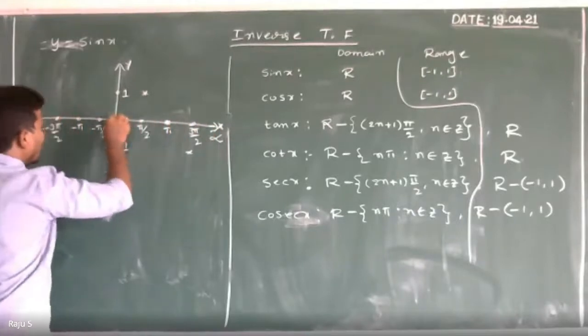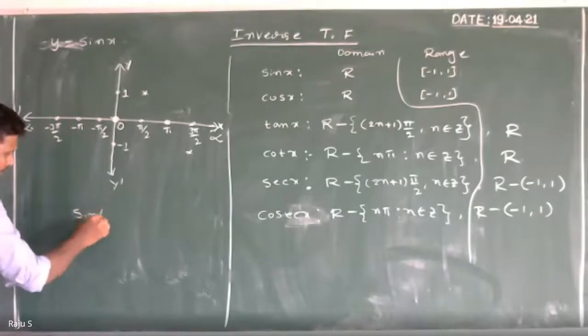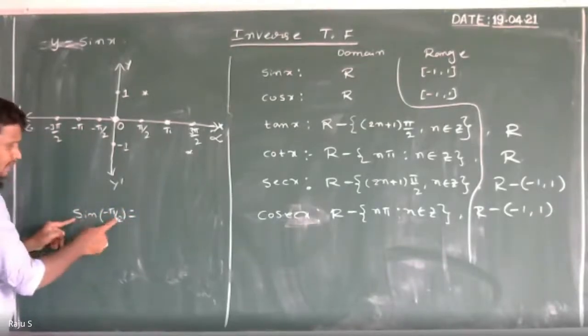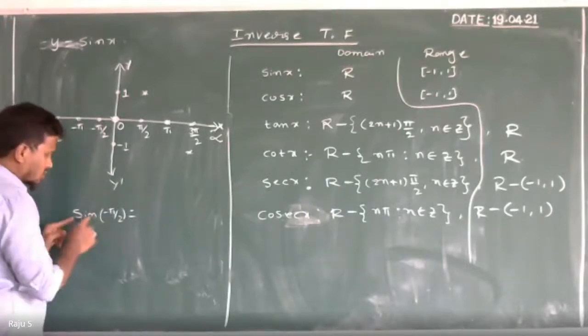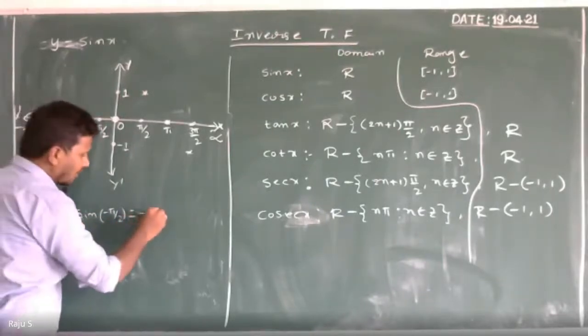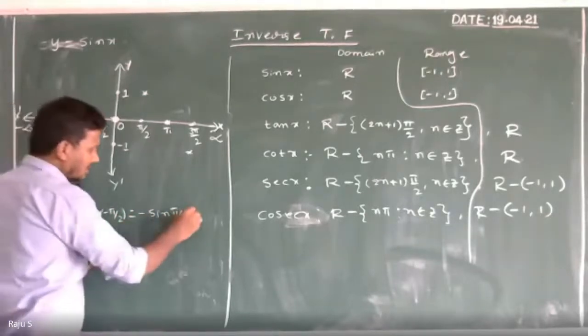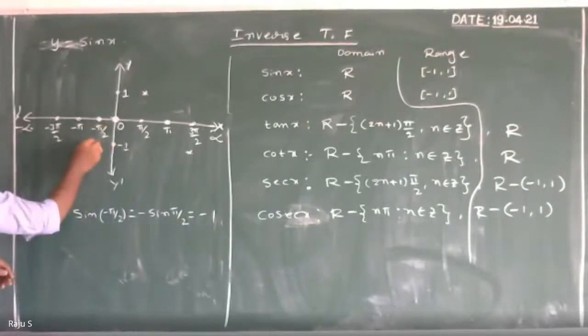Then what about sine minus 90? We know that sine of minus 90 can be written as sine of minus theta. The formula we already studied in trigonometry. Sine is an odd function, so sine of minus theta is equal to minus sine theta, which is minus 1. Am I right? So sine minus 90 is minus 1.